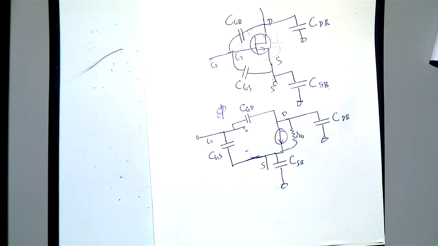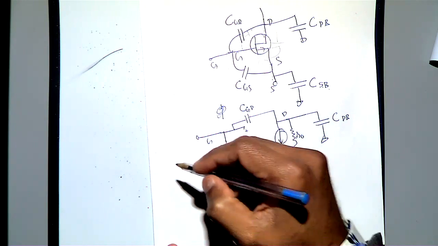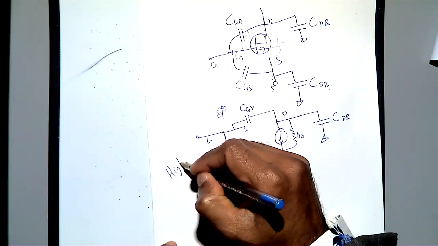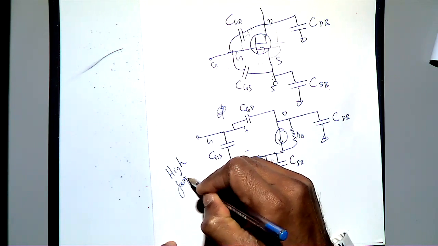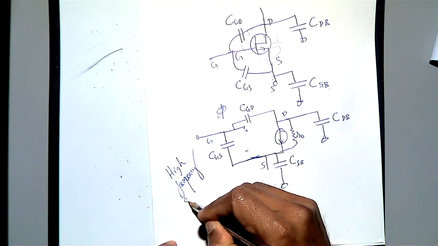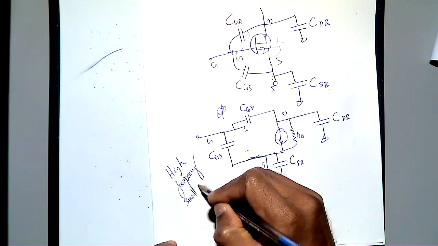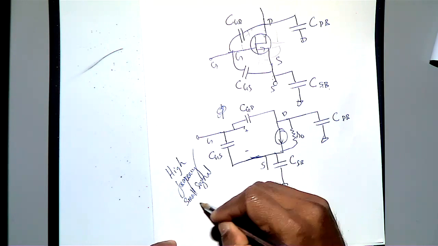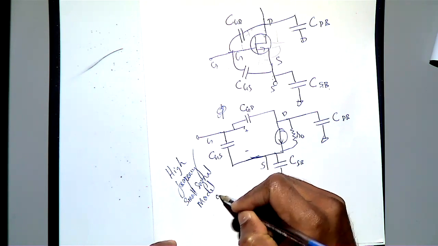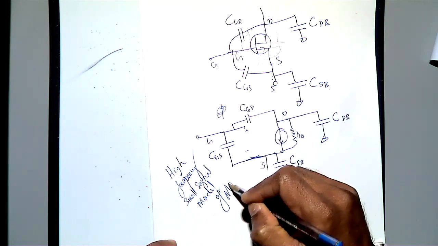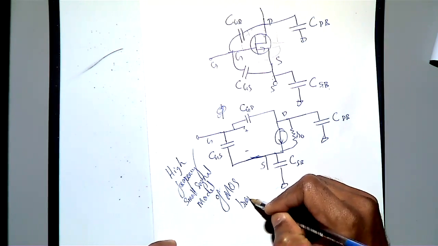Then this is a high frequency small signal model. So this is called the high frequency small signal model of the MOS transistor. So you can draw similar to BJT as well.